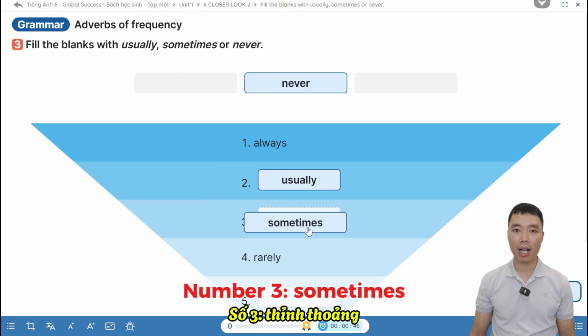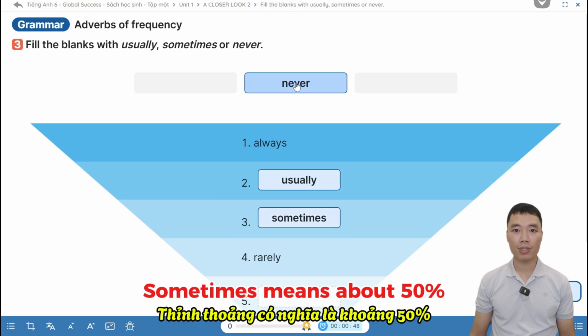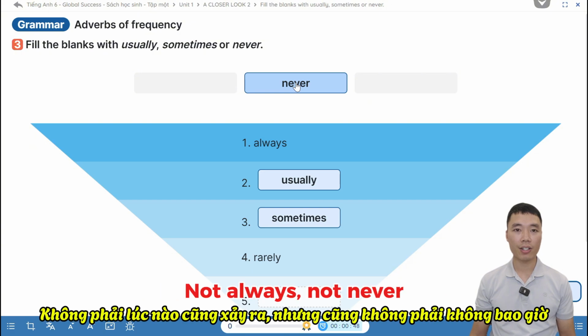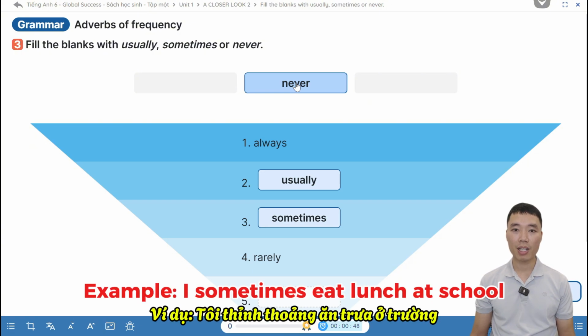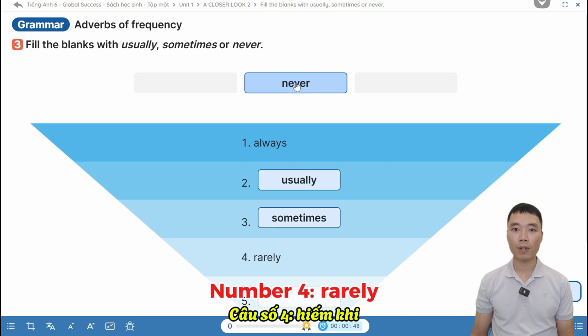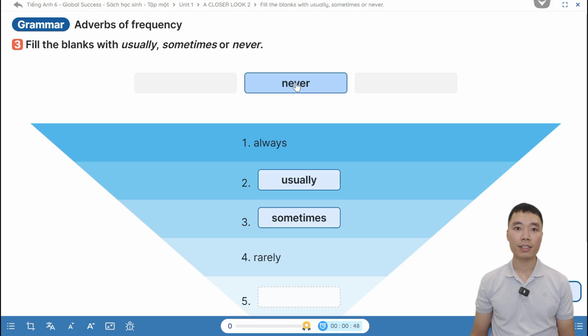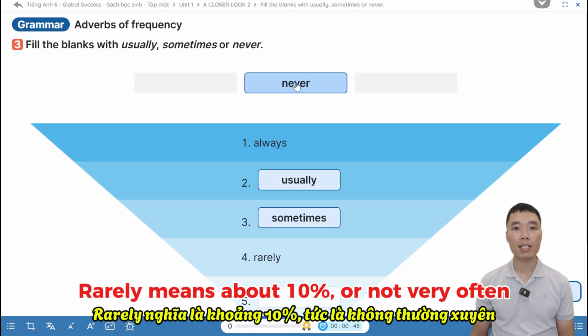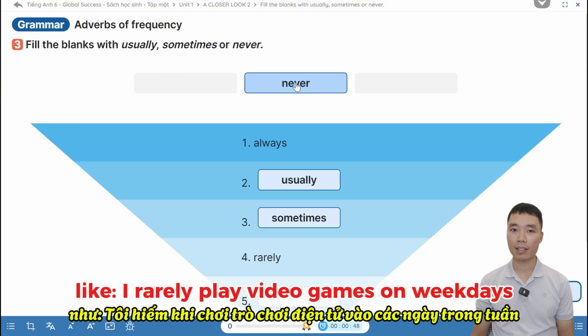Number 3, sometimes. Sometimes means about 50%, not always, not never. Example, I sometimes eat lunch at school. So we place sometimes in the middle of the triangle. Number 4, rarely. Rarely means about 10% or not very often. Like, I rarely play video games on weekdays.